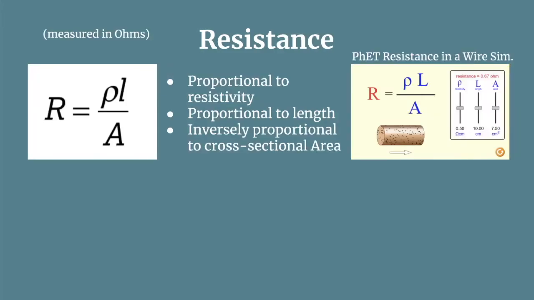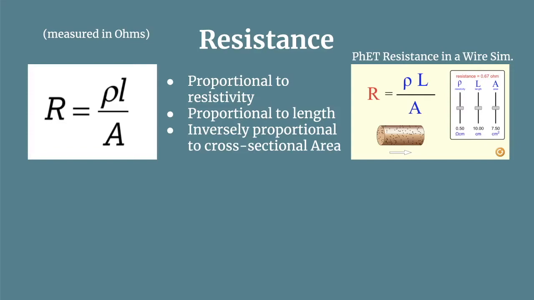A wire's internal resistance is proportional to its resistivity and length, and inversely proportional to its cross-sectional area. As a student, I assumed cross-sectional area should instead be proportional to resistance because I thought, well, if the wire is wider and there's more conductive material, shouldn't the resistance be larger because it has to pass through more stuff?